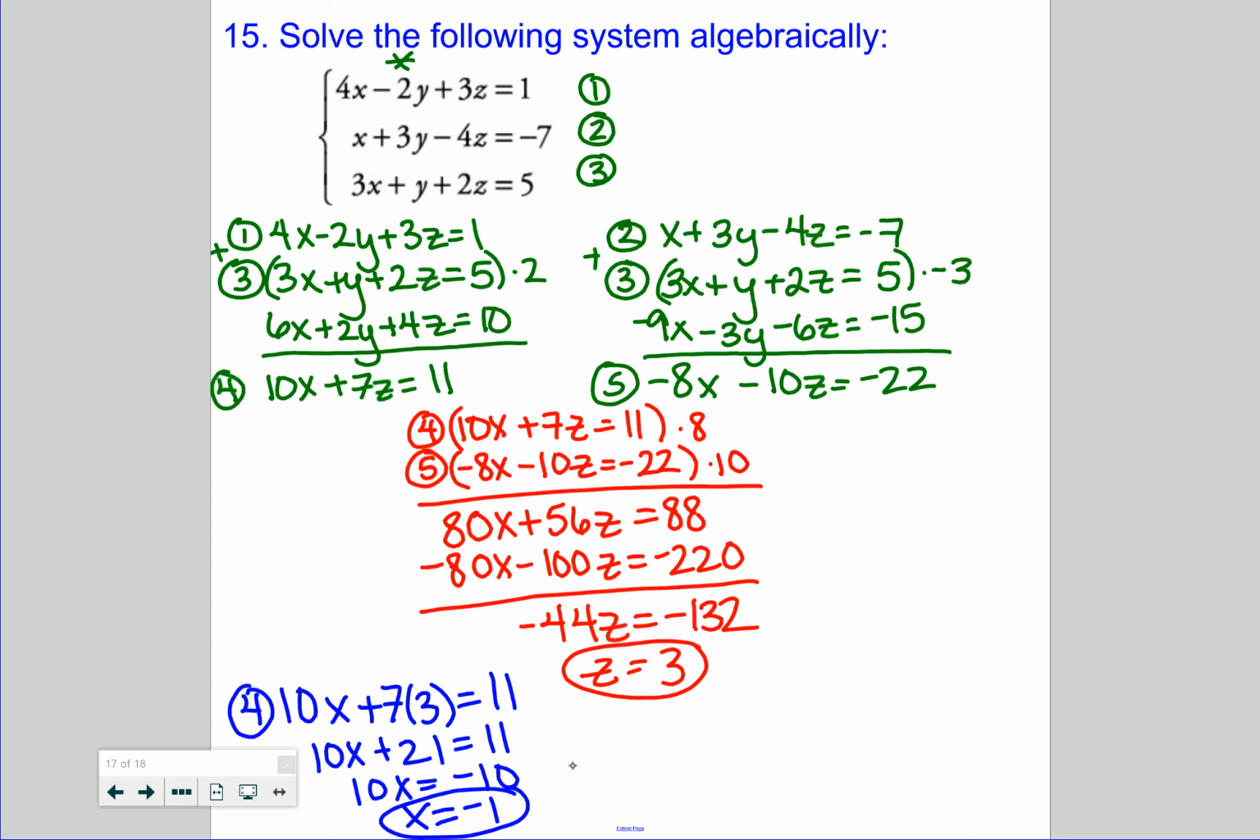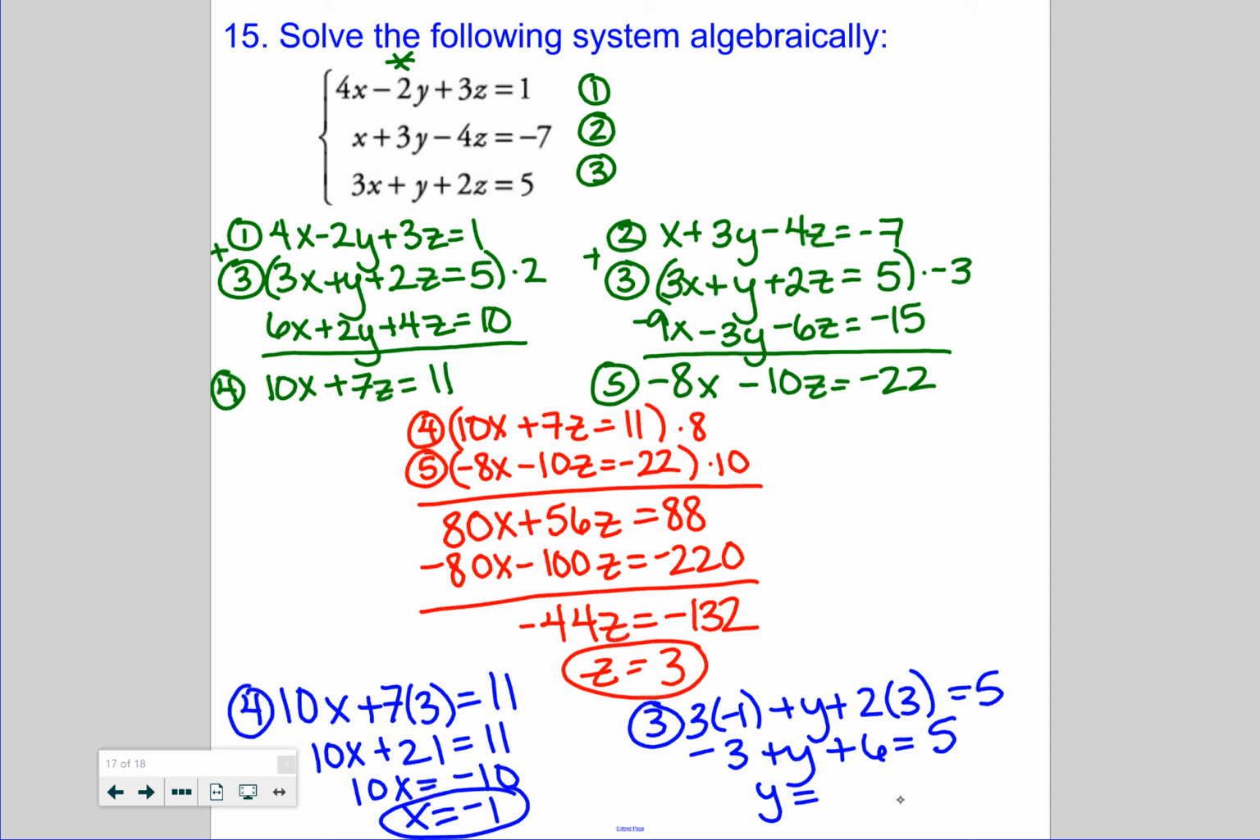And then if I go to any of the original equations, I can solve for y. Let's say I go to equation number 3, because the y is already alone there. 3 times -1 plus y plus 2 times z, 2 times 3 equals 5. So that's -3 plus y plus 6 equals 5. And to get the y alone, I'll subtract 6 and add 3 to the other side. So 5 minus 6 plus 3 gives me y is 2.